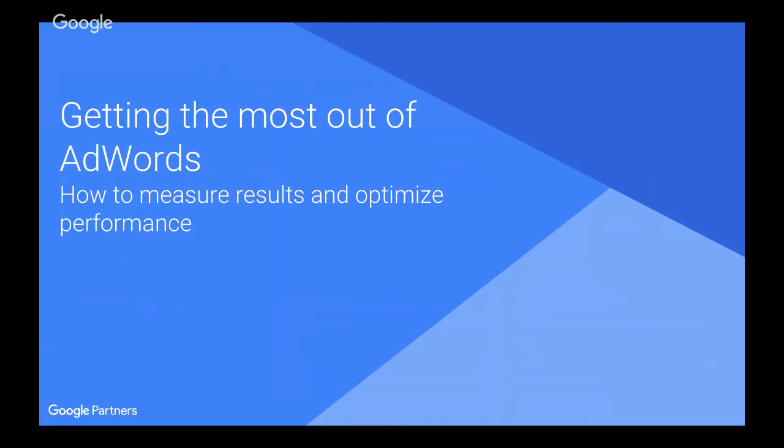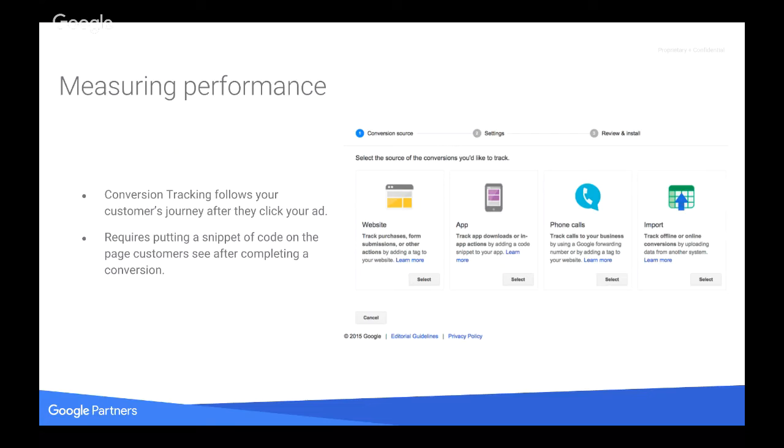Now that we've spoken about how to set up your AdWords account, how do you know that it's doing well for you? How do you measure and optimize your AdWords account? The most crucial thing to understanding how your AdWords account is doing is taking advantage of the tools that the system offers to measure the performance. One such tool is conversion tracking.